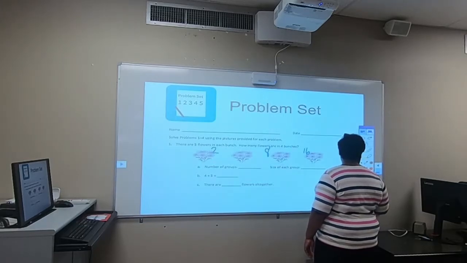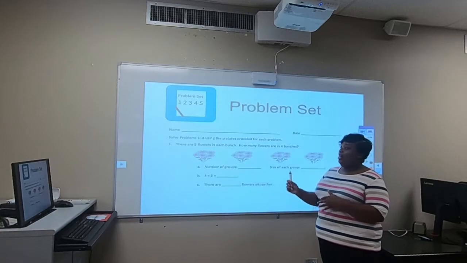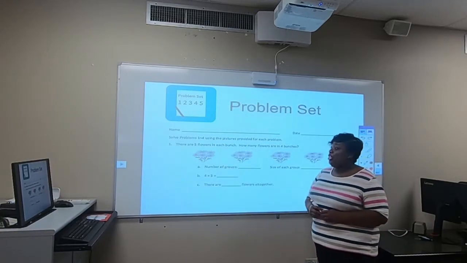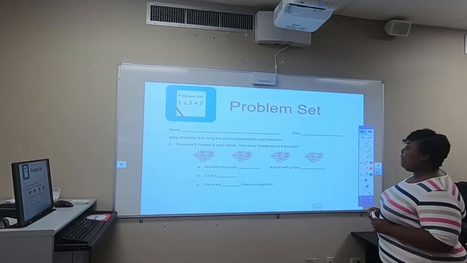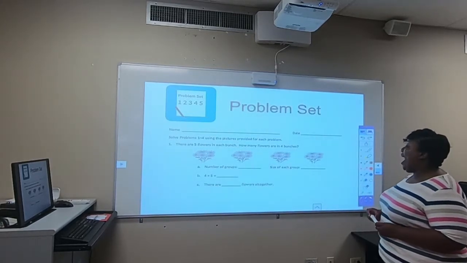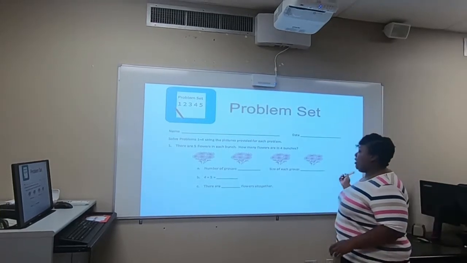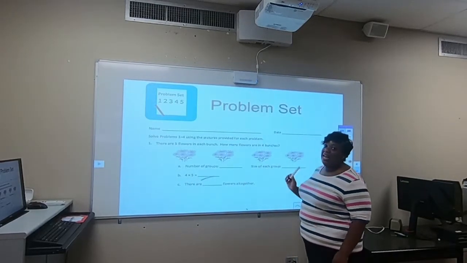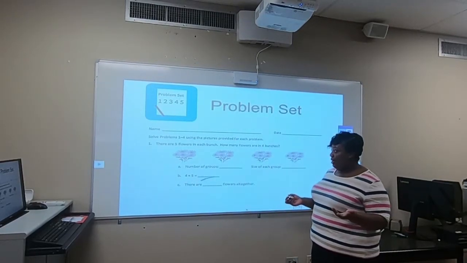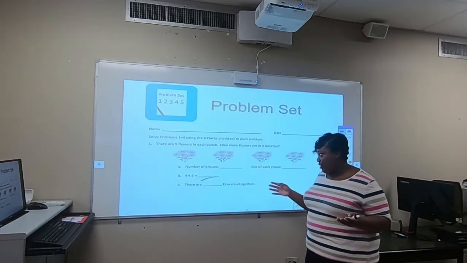If we were in class, boys and girls, we would work this first problem together. So let's try it here, all right? So let's start with number 1. There are 5 flowers in each bunch. How many flowers are in 4 bunches? So what we have is we have 4 groups, you guys. And what's the size of the group? It's 5 because there's 5 flowers in each bunch, okay?